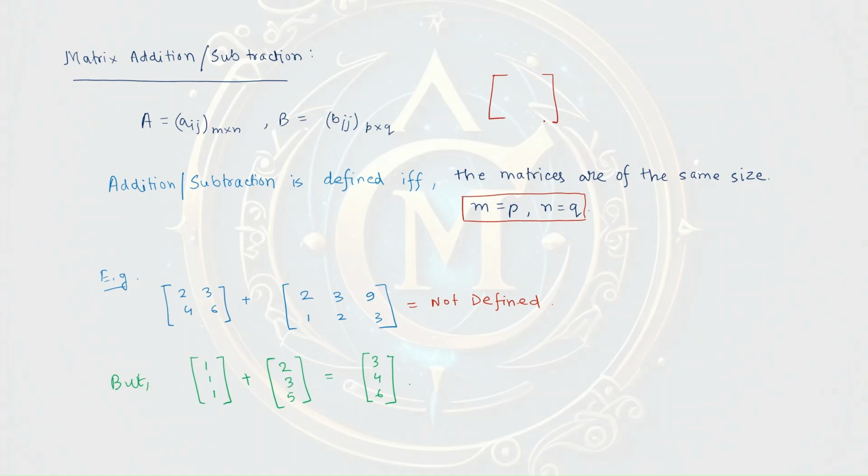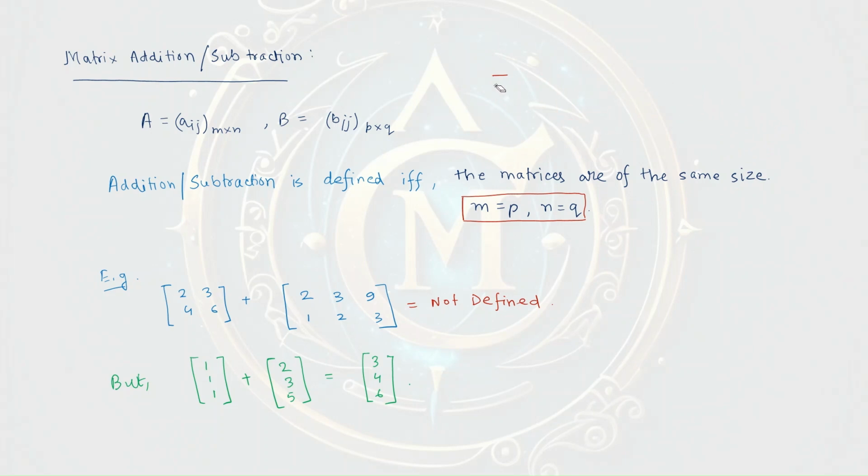if we want to add these two matrices, let's say the first matrix is of the order 2 by 2, then the second matrix should also be of the order 2 by 2. You cannot take this order as 2 by 3 or 3 by 2 or any other order. So this is possible, this is not possible, this is not possible.